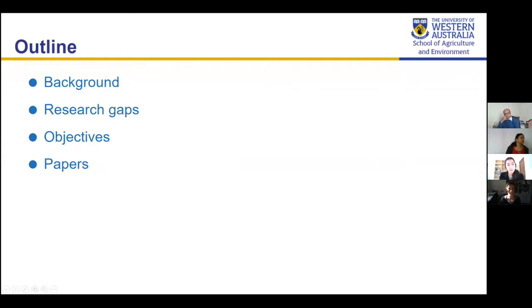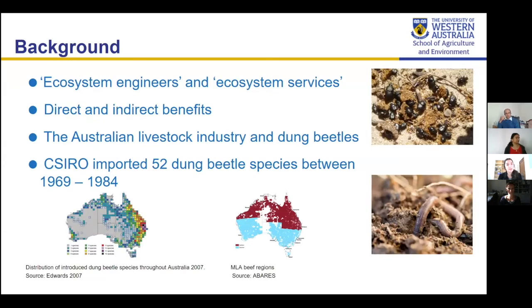I will start with some background information. Ecosystem engineers are organisms that modify the physical environment in a way that can be beneficial to the ecological community. Examples are bees, earthworms, and dung beetles. By modifying the environment, they can provide ecosystem services which are beneficial to people. And these benefits can be direct or indirect.